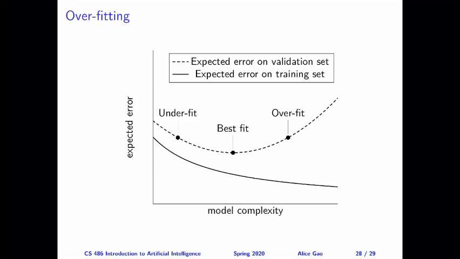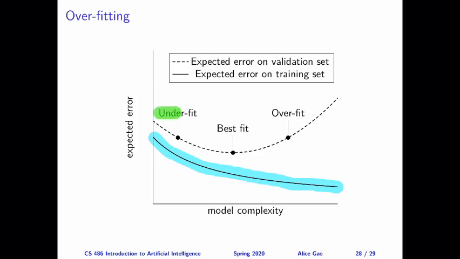As our model becomes more and more complex, our training error will always decrease. So we can always make our training error smaller by making the model more and more complex. But do we want to do this? Turns out we don't, because our error on the validation set really tells us what we want to do.